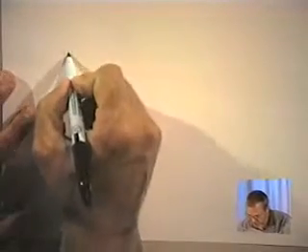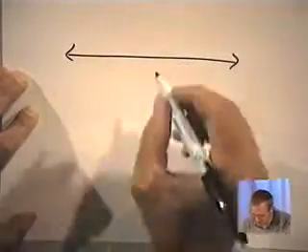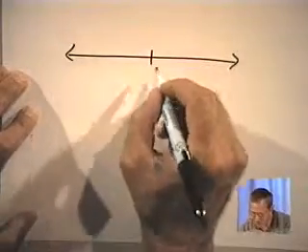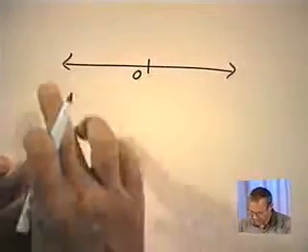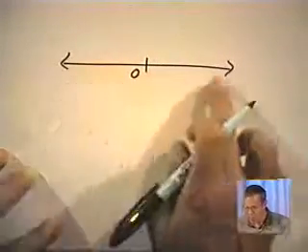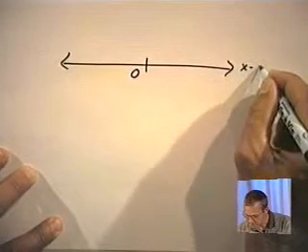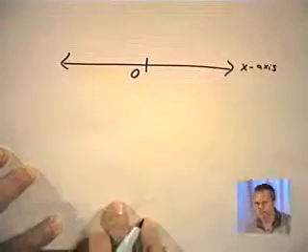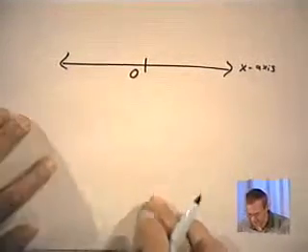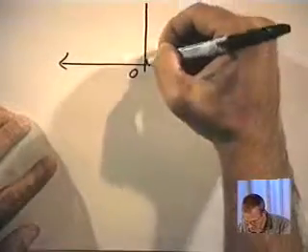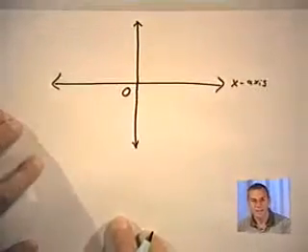Let's draw a horizontal number line, and I'll just let that be the point 0. On the rectangular coordinate system, we're going to call the horizontal number line the x-axis. Okay? Now what we're going to also need is a vertical number line. And we're going to call that the y-axis.